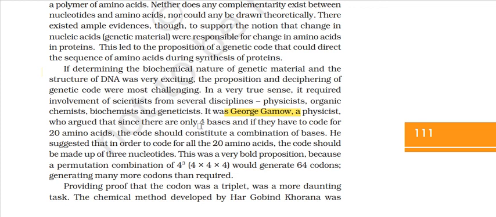इनमें क्या हो रहा है? They have to code for 20 amino acids, so the code should constitute a combination. So he used basically permutation combination. He suggested that in order to code for all the 20 amino acids, the code should be made up of 3 nucleotides. This was a very bold proposition. So it was Gamow who gave the genetic code first. He said that 20 amino acid है और उनको code करने के लिए हमारे पास 4 bases है. हम उनको किस तरीके से, 4 का cube, you will get 64 codons, you will get 64 triplets because 3 nucleotides एक amino acid के लिए code करेंगे. Fine, generating many more codons than required.